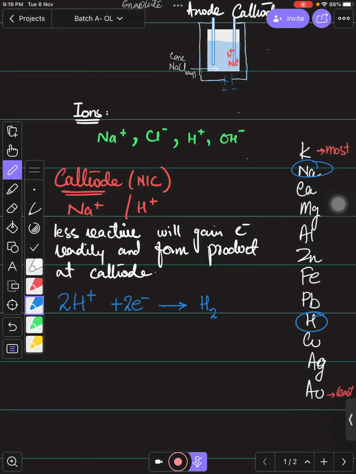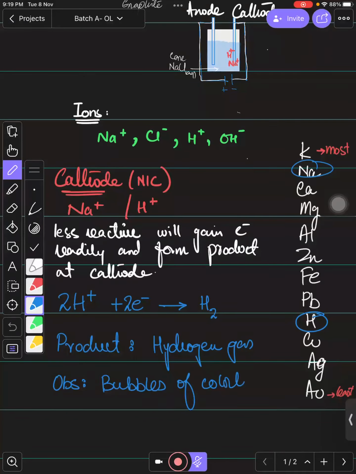And if you talk about the product at cathode, if the examiner asks what is the product at cathode, you can simply say hydrogen gas. You need to remember this, but you need to write the name if they ask for the product, right? You don't need to write H2 over there. You must write the name. And if they ask for observation, you can say bubbles of colorless gas, because this is hydrogen, which is a colorless gas. So you can say bubbles of colorless gas. Is that clear, everyone?